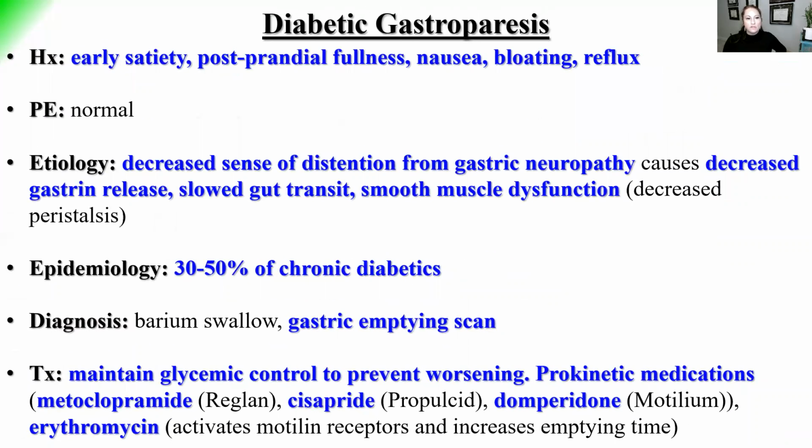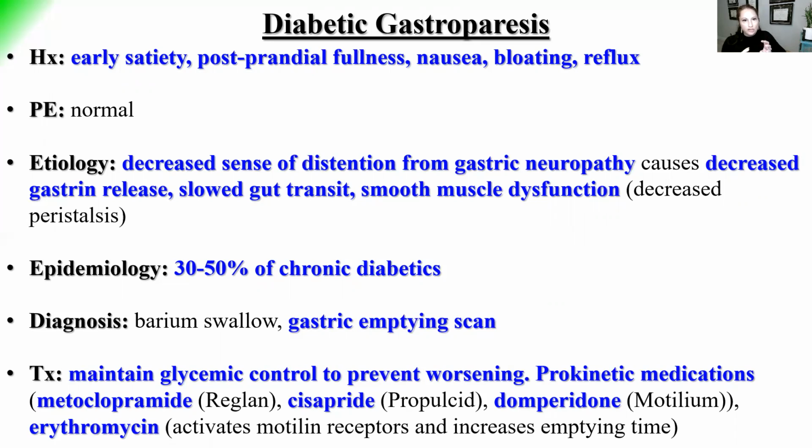Diabetic gastroparesis. This is a functional disorder where the patient has a decreased sense of distension because of the gastric neuropathy. Those high levels of sugars will affect the gastric nerve. So it causes decreased gastrin release. They're not digesting their food as well. A slowed gut transit, and then smooth muscle dysfunction. So decrease in peristalsis.